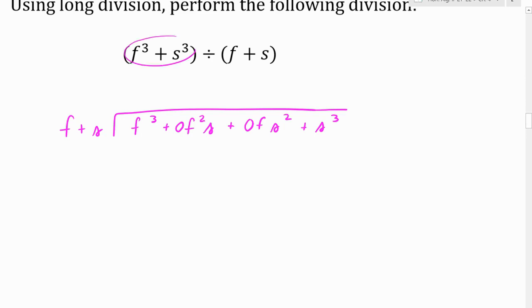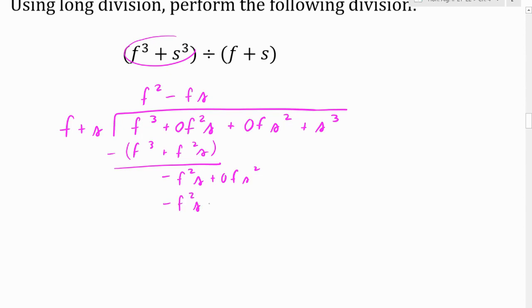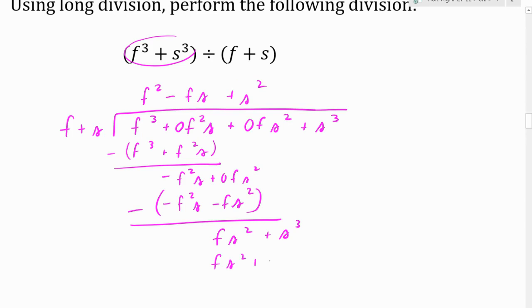Okay, so there's what I'm dividing into. That's my dividend. Now I'm going to do long division like normal. What I'm going to multiply f by to get f cubed, that's f squared. F squared times s is f squared s. But I'm subtracting. Pull the next one down. What I'm going to multiply f by to get negative fs squared, that's a negative fs. Again, I'm subtracting. What I multiply f by to get fs squared, that's a positive s squared. And then when I subtract that out, I have a 0 remainder.